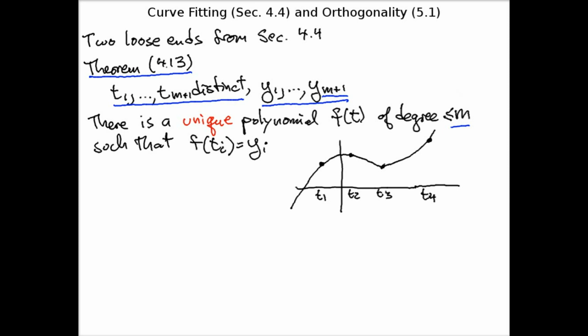And I just want to remind you the way we think of this as a linear algebra problem. We think of it as a minimization problem where you can actually get the minimum to be 0. And the way we do that is we take this matrix A, which is the m plus 1 by m plus 1 Vandermonde matrix.